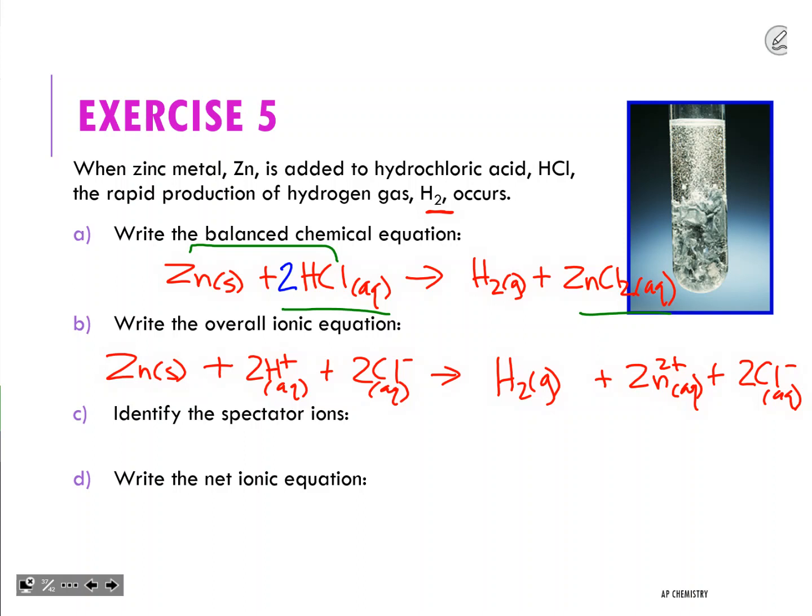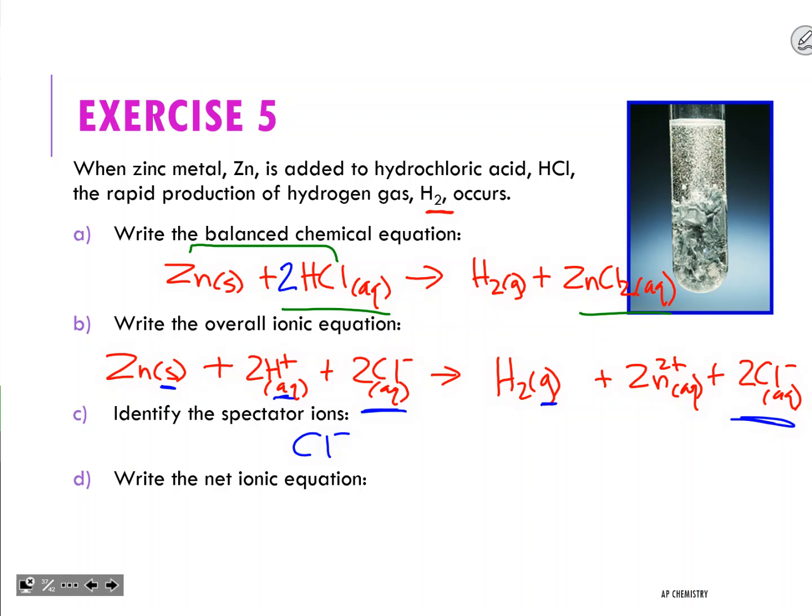So chloride is the only one because it's in ion form on both sides. Guess what? Zinc is in solid form on this side. It's in ion form on the other. That does not count. That is not a spectator. And hydrogen, although AQ here, it is not. It's gas on the other side. So that one is not a spectator. It is actually reacting.